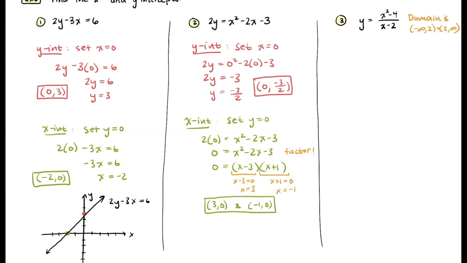Okay, so that doesn't really matter when we're finding the y-intercept. So let's go ahead and do that. Then we're going to set x equal to 0. Okay, so that'll give us negative 4 over negative 2. And so that is positive 2. So the coordinate for our y-intercept will be (0, 2).